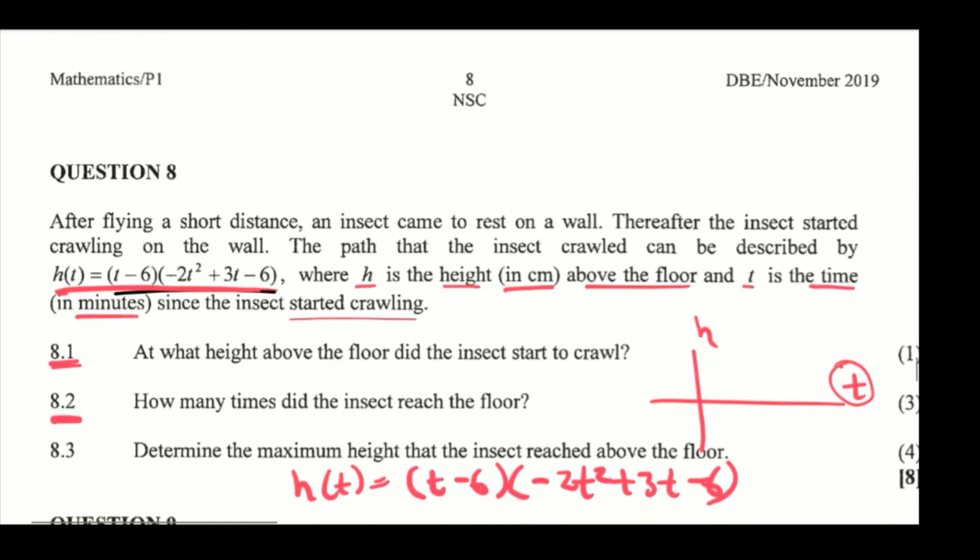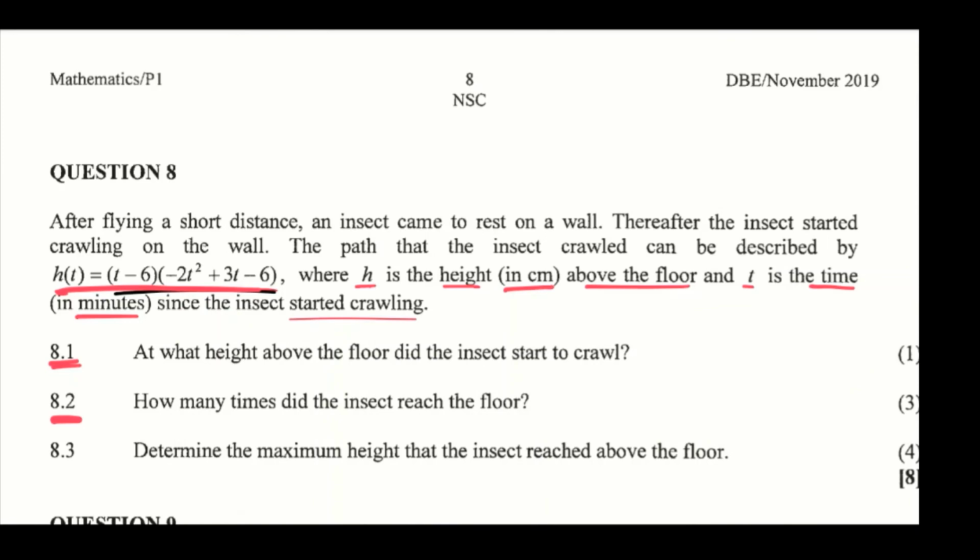So now we're going to do the last part of the question, 8.3. It says determine the maximum height that the insect reached above the floor. I said initially, if you remember clearly, that this equation is actually a cubic function. The first part is a quadratic, the second part is linear, so when you multiply both, you get a cubic function. So we want to determine the maximum height that the insect reached above the floor.